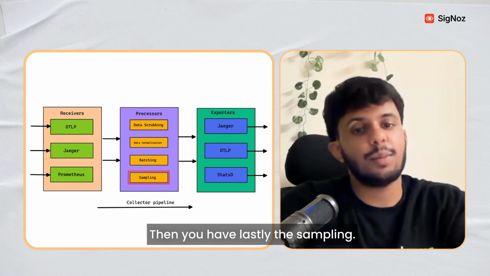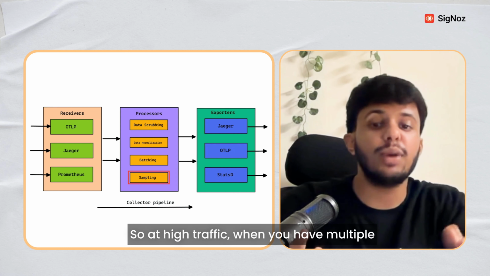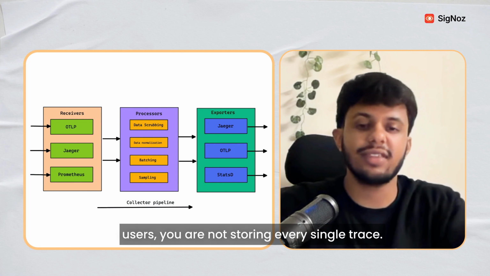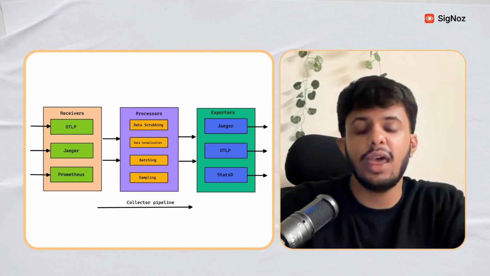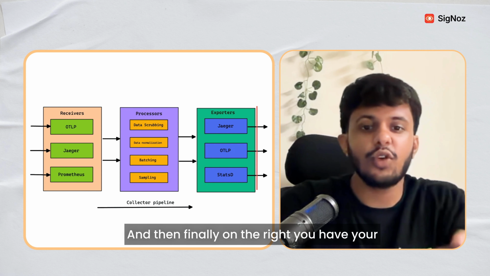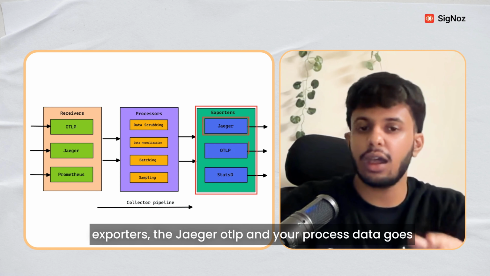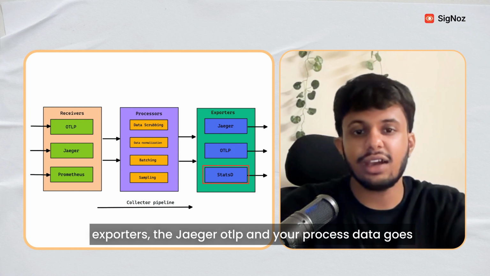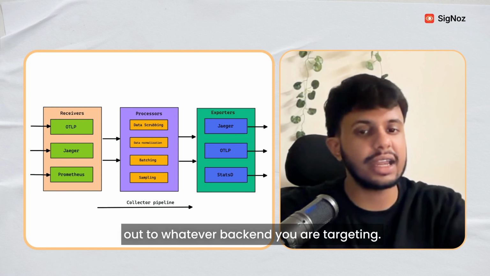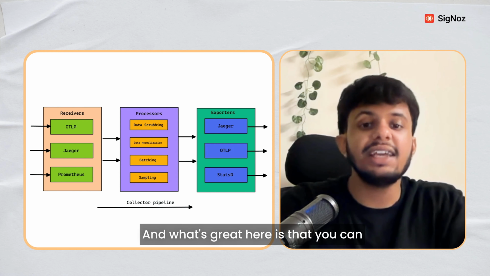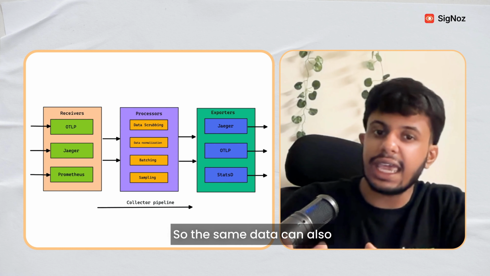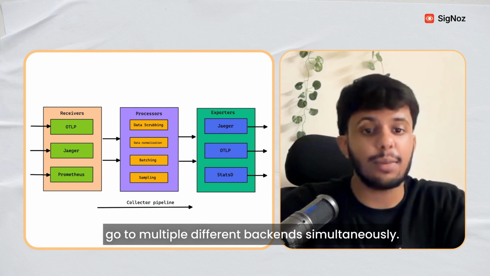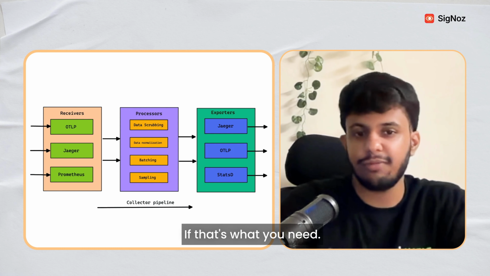Then you have lastly the sampling. So at high traffic, when you have multiple users, you are not storing every single trace. You keep the ones that matter and simply drop the rest. And then finally on the right, you have your exporters. The Jaeger, OTLP, and your processed data goes out to whatever backend you are targeting. And what's great here is that you can have multiple exporters running at the same time. So the same data can go to multiple different backends simultaneously if that's what you need.